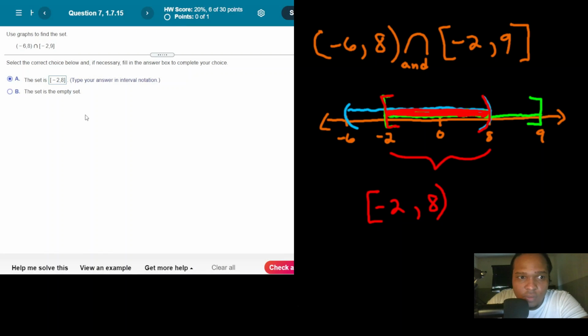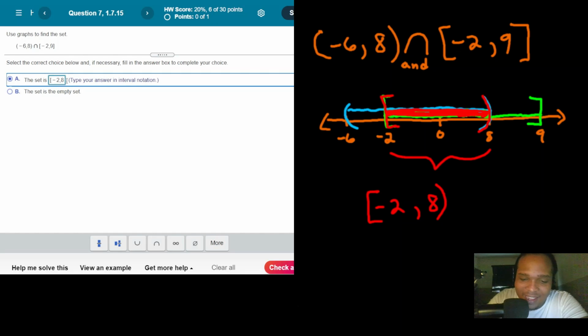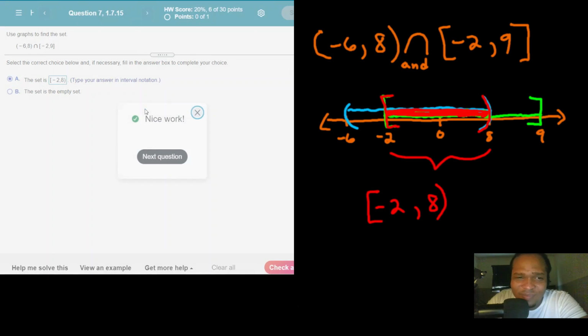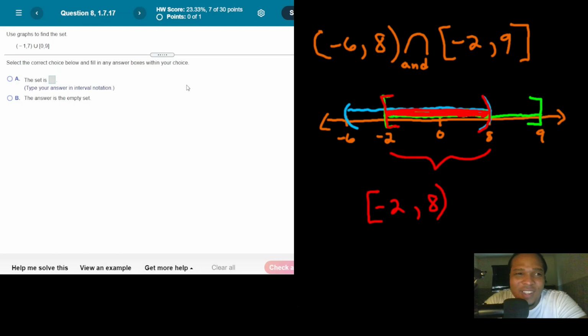What did I do? Type your answer into notation. We have -2, +8. What did I do wrong? Oh, parentheses. It's funny. My keyboard, if you were to see it, the bracket and parentheses look almost exactly alike. They're not making it square enough. All right, nice work, moving right along.